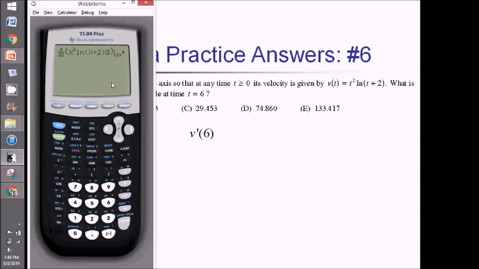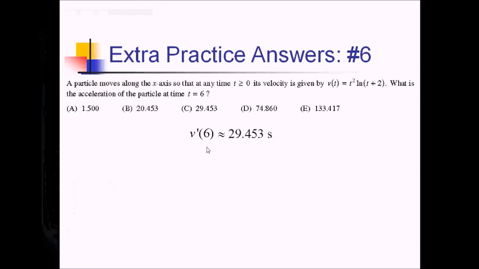So on my calculator, I went to math 8 to pull up this derivative format, and then I did x down there, and I've got my function in here. And just one more thing I'm going to do after the delimiter bar, I'm going to do x equals 6. Press enter. 29.453, which is going to give us choice C.